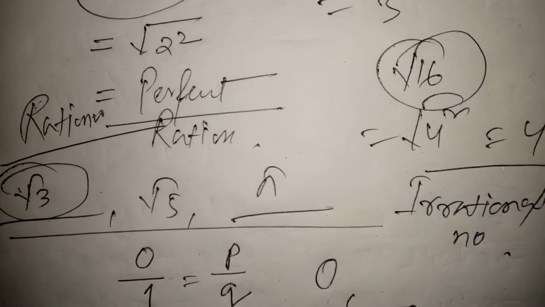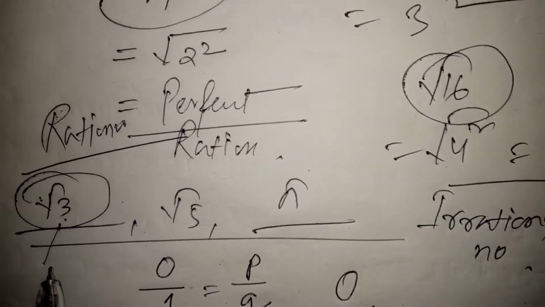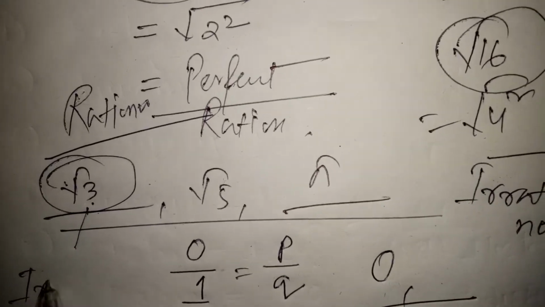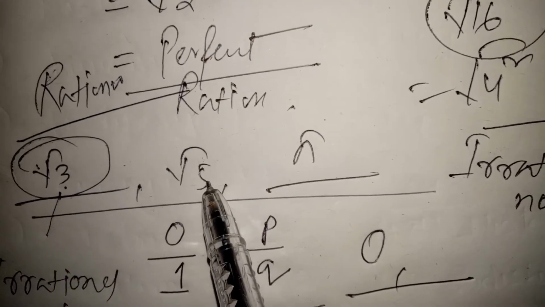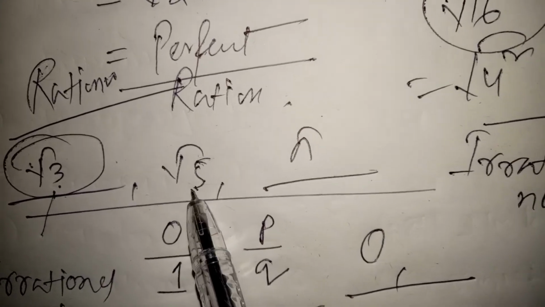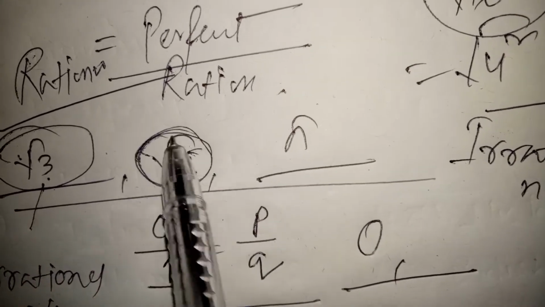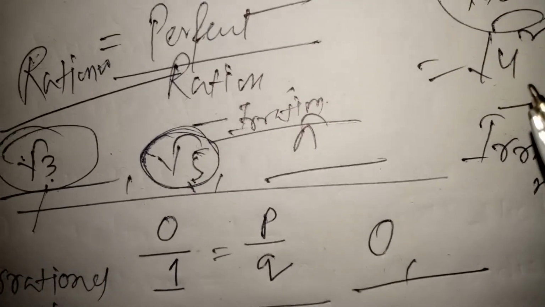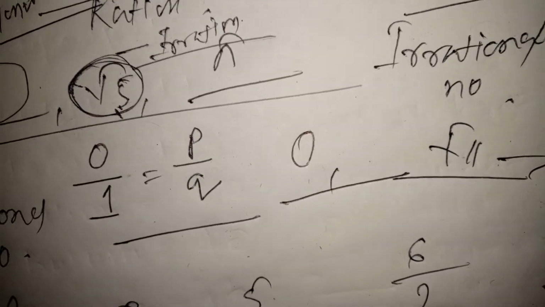Now irrational number, that means if the number is not a perfect square number, like this under root 3, by multiplying any two numbers you will not get this under root 3. So this is called not a perfect square number, and all the not perfect square numbers will be your irrational numbers. Like this under root 5, by multiplying any two numbers you will not get this 5. So this is also not a perfect square number. If not a perfect square number, then this number will be called your irrational number. This under root 11, not a perfect square number, that means irrational number.